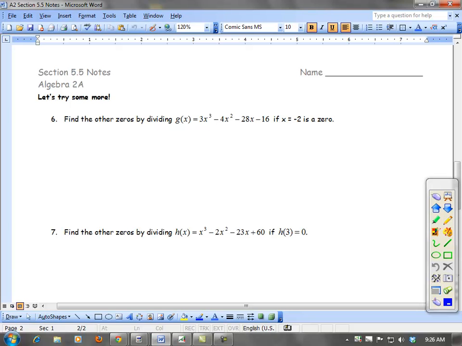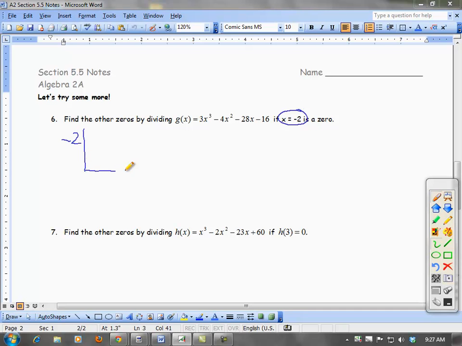Okay, I'm going to start with number 6. Find the other zeros if x equals negative 2 is a 0. So they're already giving you the 0. So what I want to do is synthetic divide this a minute, because they gave you a 0, and we're going to figure out what to do with our quotient when we're done.